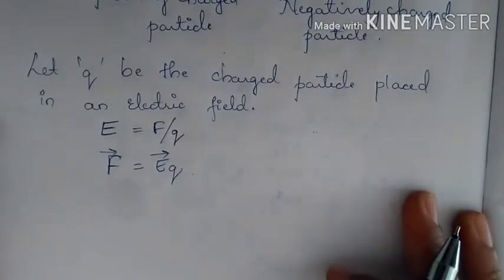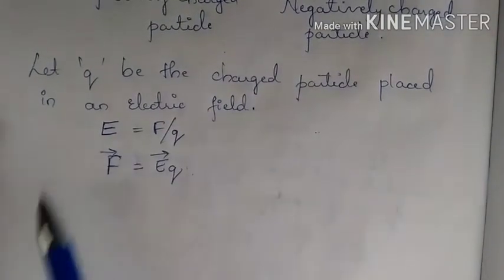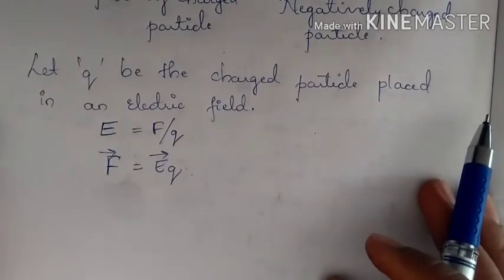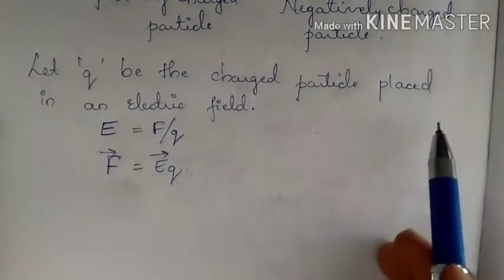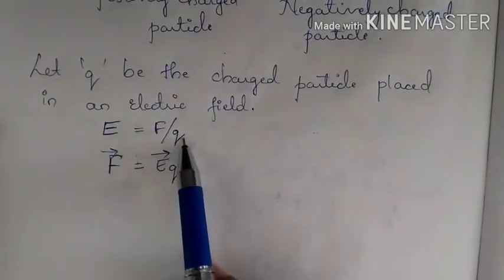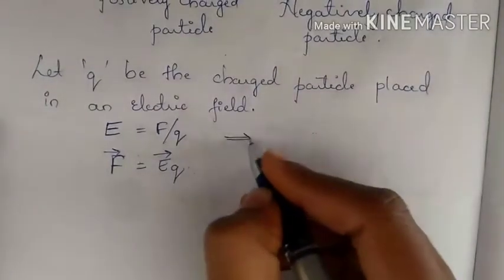So this unit charge Q experiences a force F when it is kept in a uniform electric field. So now you have the formula for electric field also. Electric field is force per unit charge. So the unit for this will be what?